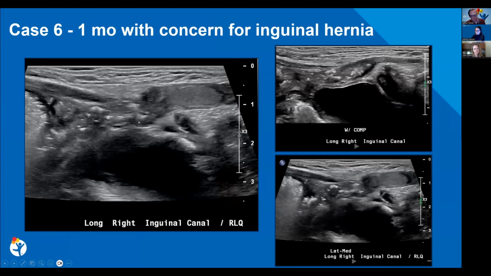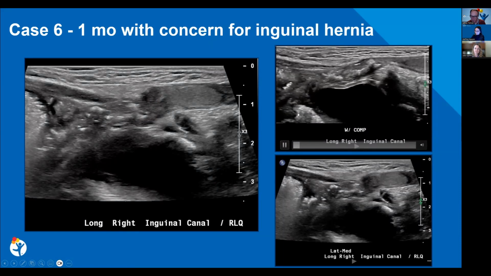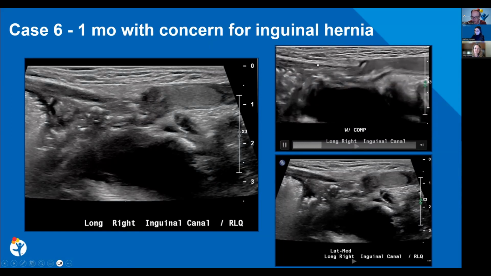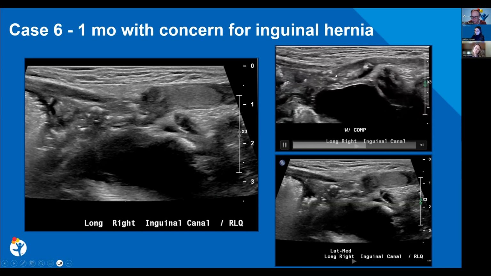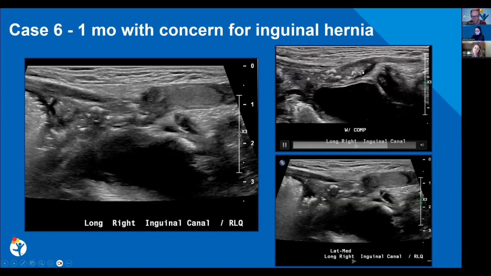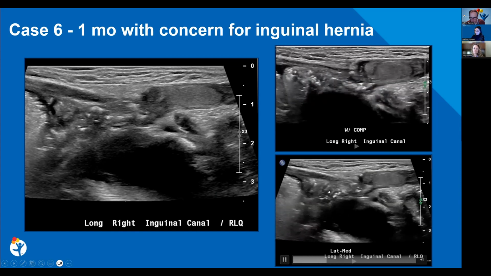Next case, so this is a young patient, a month old, that came in with concern for an inguinal hernia. We can see what looks like a hernia sac here. And then the odd thing was that we saw these echogenic, nodular looking things extending down into the hernia sac. So this was with compression. We can see that hernia sliding in and out there. But we can see all of these very echogenic foci within that hernia. I'll play for you another sitting clip here.